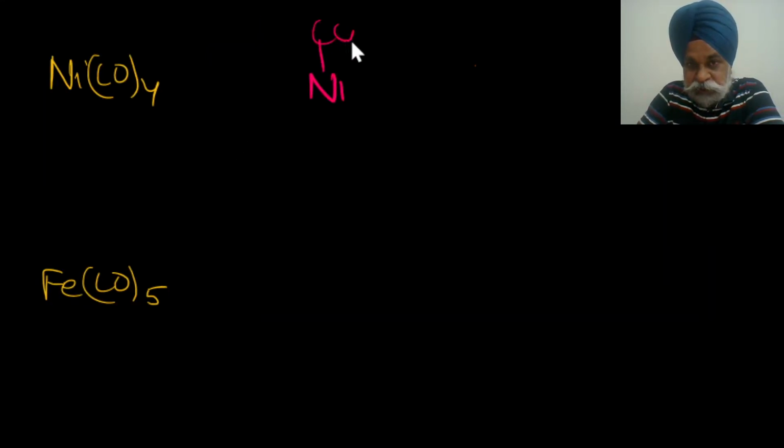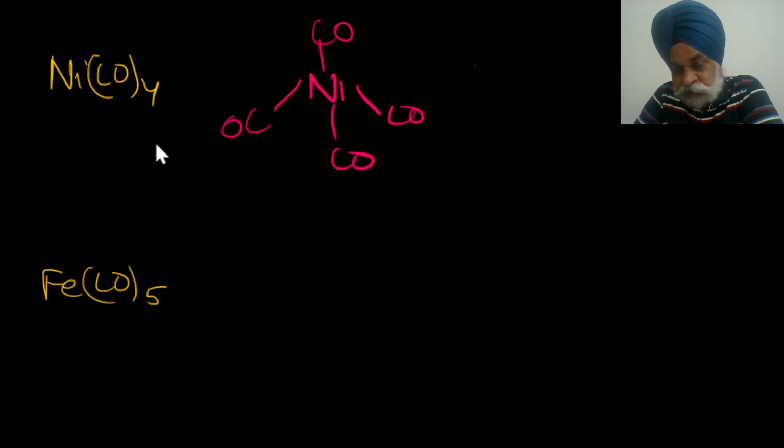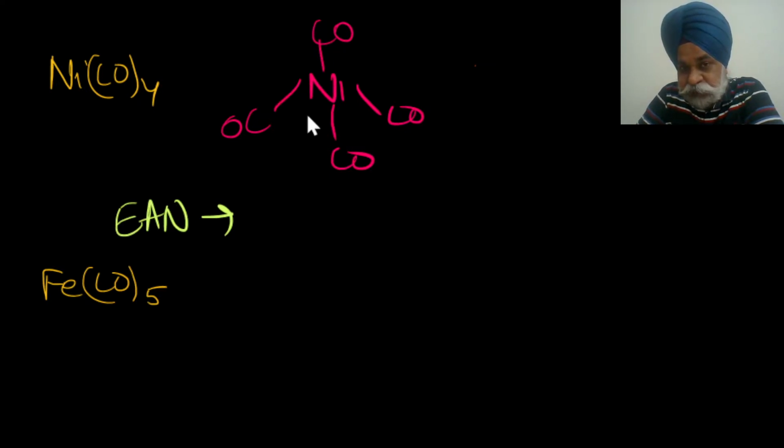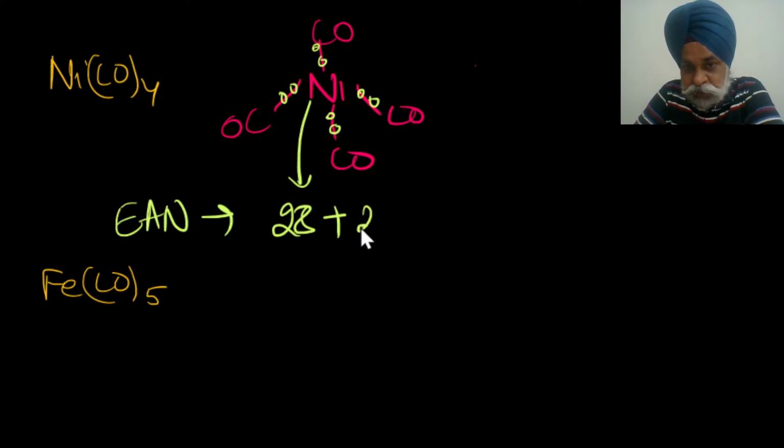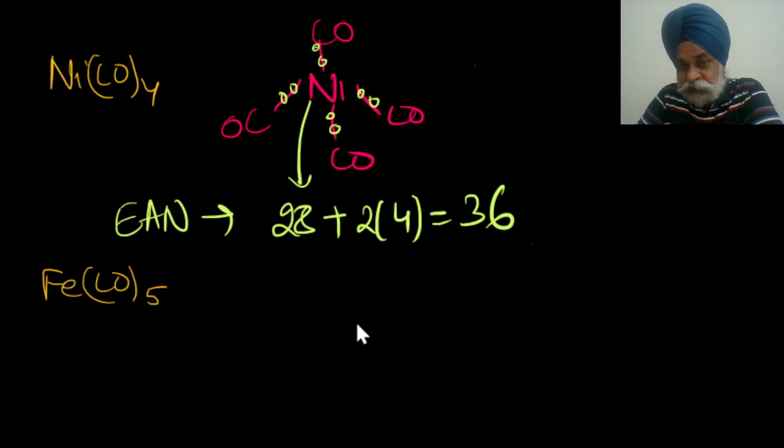One is this Ni(CO)4. This is a tetrahedral complex. If you don't want to use any formula, you can find the effective atomic number from the structure itself, because here the nickel is 28, and these are the 2 electrons being given by each carbon monoxide. So 2 into 4, and this comes out to be 36. This also is a very interesting one. If you know the structure, then it is again very easy to evaluate the total number of electrons around the central atom.